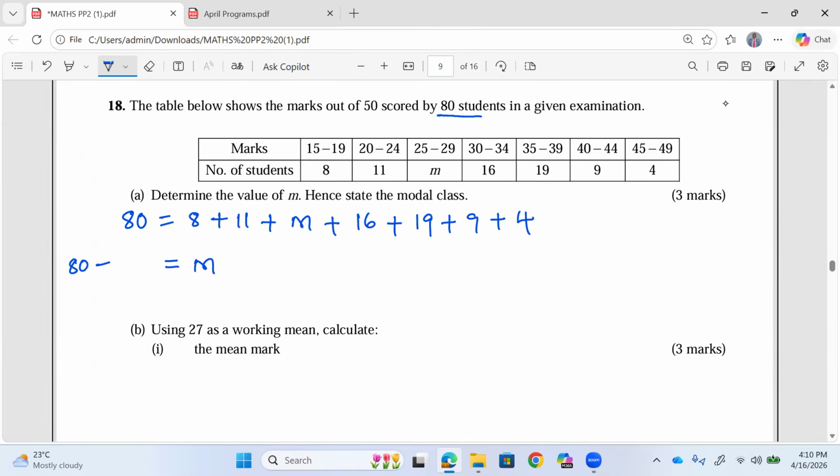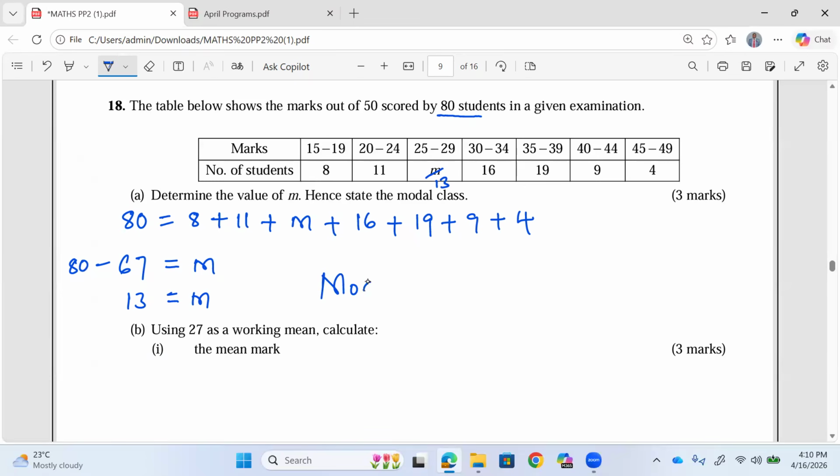8, 11, 16, 19, 9, and 4, getting 67 there. Or we can confirm, 8 plus 11 plus 16 plus 19 plus 9 plus 4, 67. So 80 minus 67 gives us 13. So the value of M equals 13. So we are having 13 here. That is what you're supposed to know. Hence, state the modal class.